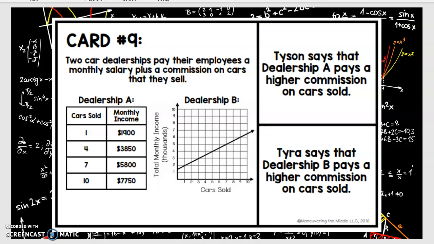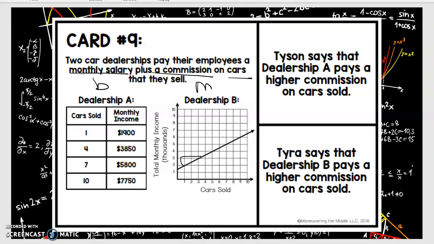All right, you should have pushed pause and then play. Same thing, we are going to find the difference and find out per commission. The monthly salary is going to be something that is just a one-time thing. So that's my B. The commission is something that they get every time they sell a car. So that is my slope, and that's what I want to look at. So in the graph, it's really easy. We just go up and over.